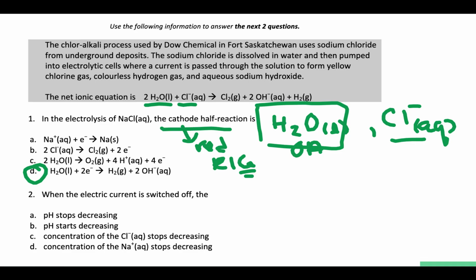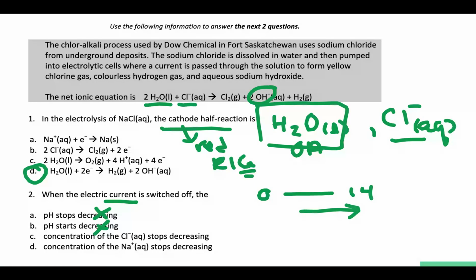This next part, because this is an electrolytic cell, meaning we need to put in energy, if we turned off the current to force that reaction, what would start happening? This first one's saying that pH stops decreasing. That could possibly be the case because we do see OH- being formed, but OH- is making it more basic. So in terms of your pH scale, you would stop increasing. So that's why that's not correct. The next one, pH starts decreasing, that's not going to happen. pH would just remain constant if the cell stopped.